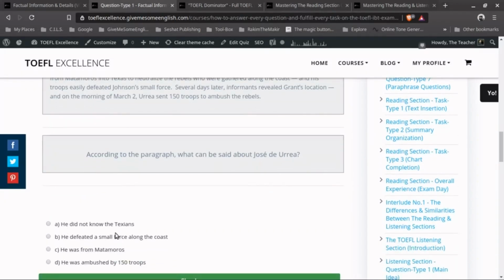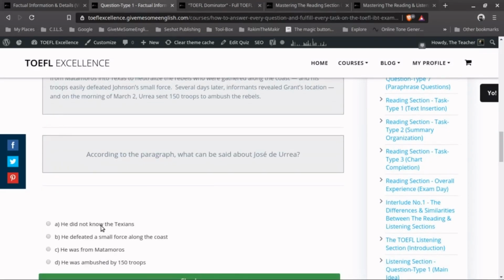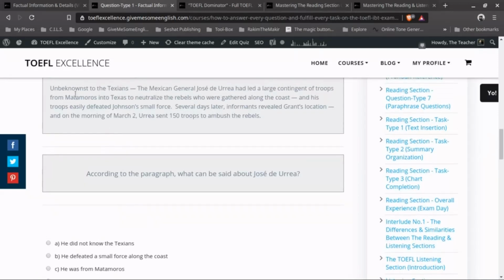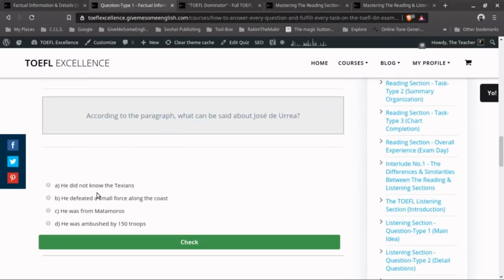Okay, he did not know the Texians. Unbeknownst to the Texians. That's another trick. Okay, so we have the root word know, unbeknownst. Maybe that's it. No, it's not. That's a trick. Using words that are in the answer choice that are also in the reading passage, but it changes the information. Unbeknownst means they didn't know, but here it says he did not know. But here it's the Texians that did not know. So that one's wrong. We can skip that, and we only had to read 4 words to find that, to eliminate that one.